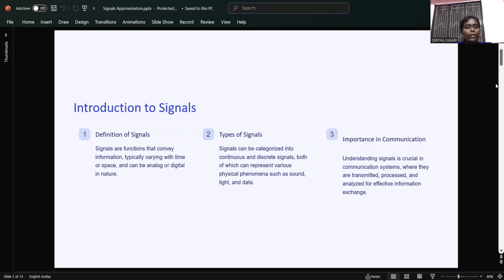We start our topic from the introduction, that is, basic definitions of signals. Signals are functions that convey information, typically varying with time or space, and can be analog or digital in nature. There are two types of signals, continuous and discrete signals, both of which can represent various physical phenomena such as sound, light, and data. The importance of signals in communication is very crucial in communication systems, where they are transmitted, processed, and analyzed for effective information exchange.